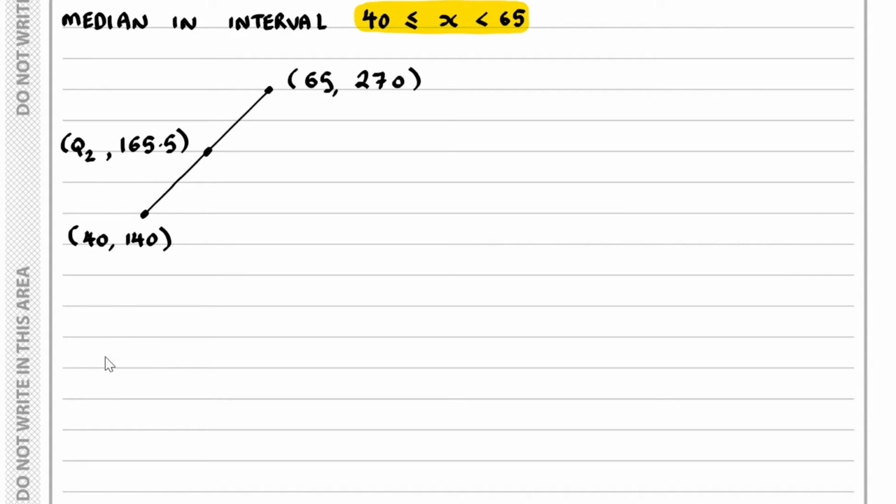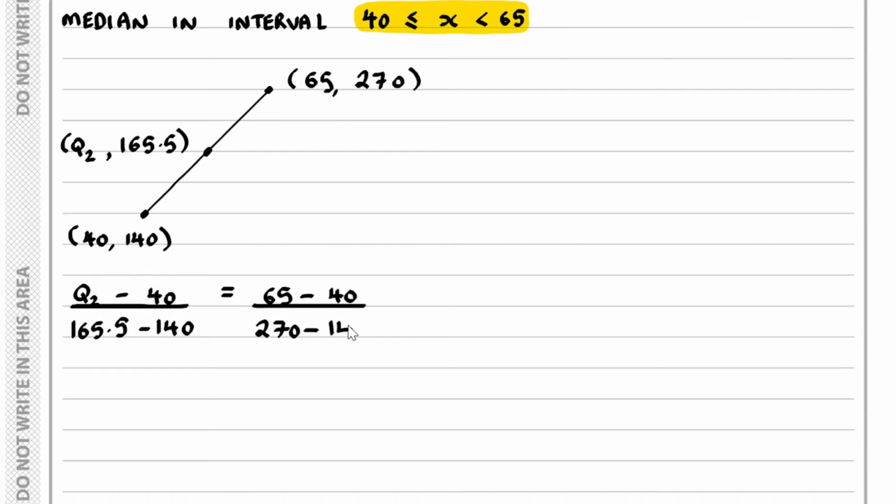So now if I use the fact that the gradient on a straight line is equal, we've got Q2 minus the 40 divided by the 165.5 minus 140. This is equal to 65 minus 40 divided by 270 minus 140. I need to find out what Q2 is.